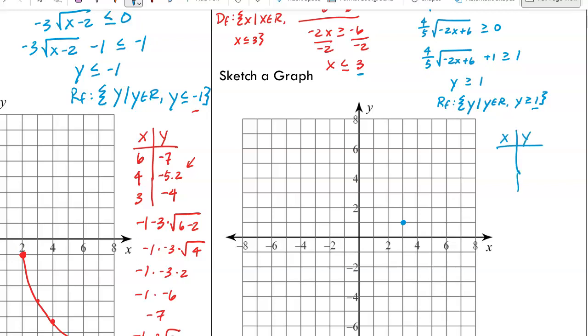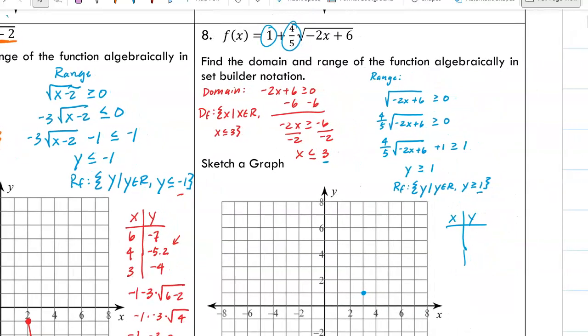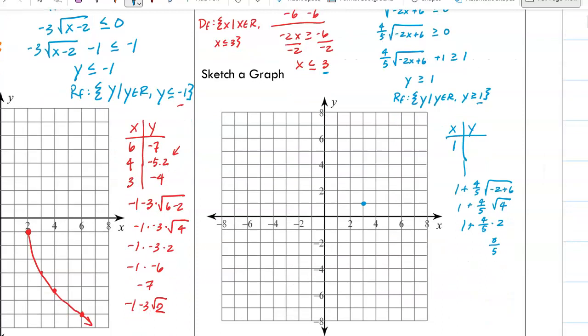X and y, I know all the values have to be less than or equal to 3 that I'm going to test. So let's look at the function. Oh, I could just test 1, right? Because that will take 1 plus 4/5. And then it'll just be negative 2 plus 6, square root of 4. And then you get 2 times 4/5 plus 1, which will give you 8/5 plus 1, which will give you 5 over 5, so 13/5. So it's 13/5. 6.5. Okay, that was going to be an opportunity for you to get extra points, but that went away. I might have just used my calculator.